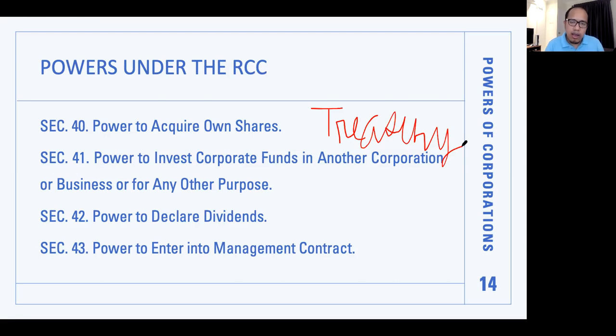Power to declare dividends, may iba't ibang uri ng dividends. So we have stock dividends, cash dividends, property dividends, scrip dividends. So yung mga declaration ng dividends na yan ay kapangyarihan ng corporation.